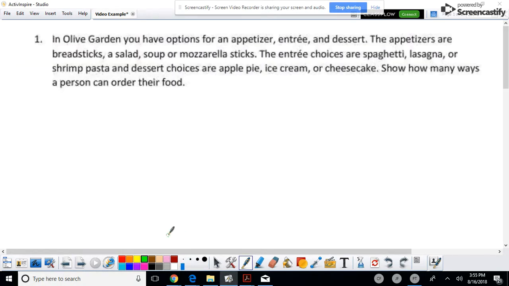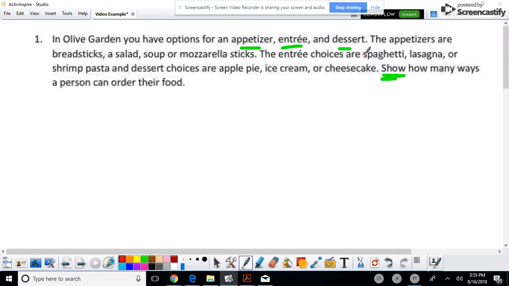So here in Olive Garden, you have options for appetizer, entree, and dessert. The appetizers are breadsticks, soup, salad, mozzarella sticks. And entree choices are spaghetti, lasagna, shrimp pasta. Dessert choices are apple pie, ice cream, and cheesecake. How many different ways can a person order their food? So since we have to show how many different ways, that means we've got to draw a map. We're going to draw a diagram.